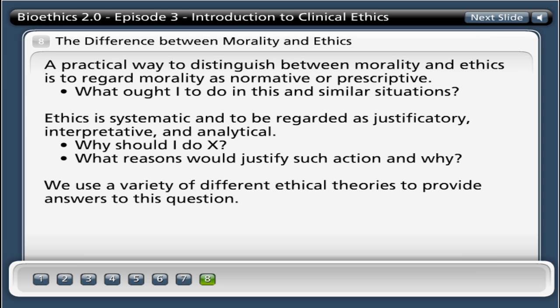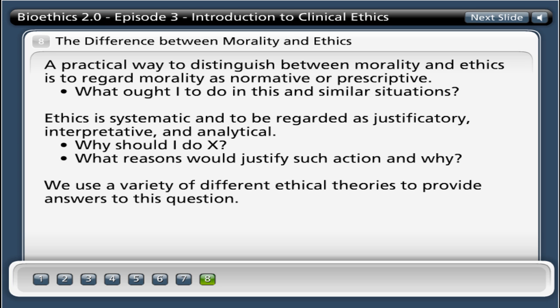The difference between morality and ethics. As I said, this is a very important distinction. A practical way to distinguish between morality and ethics is that we regard morality as normative or prescriptive. What this means is that morality helps us to define what we ought to do in this or similar situations.